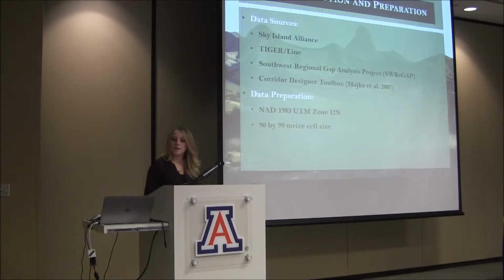Data came from a variety of sources. The Sky Island boundaries, as well as a digital elevation model of the region, was provided by Sky Island Alliance, a local nonprofit group. Infrastructure data such as roads and rails, as well as political boundaries, came from the U.S. Census Bureau's Tigerline database. Land cover came from the Southwest Regional Gap Analysis Project. And habitat suitability scores for focal species came from the Corridor Designer Toolbox.